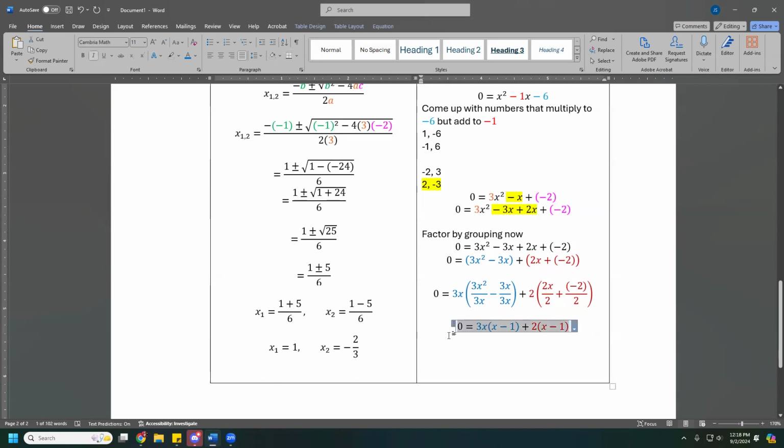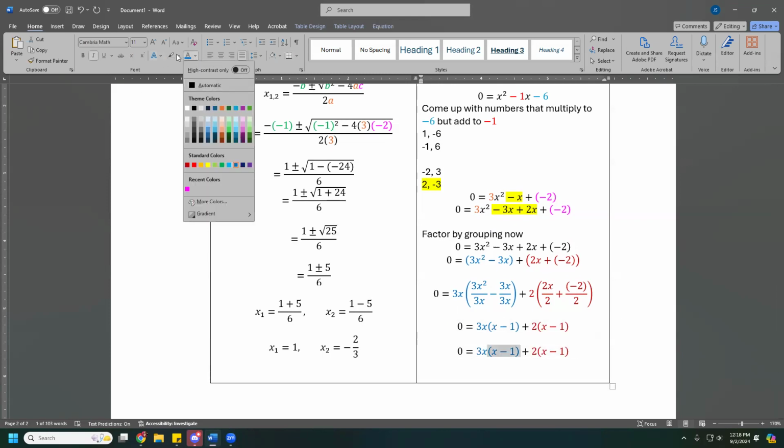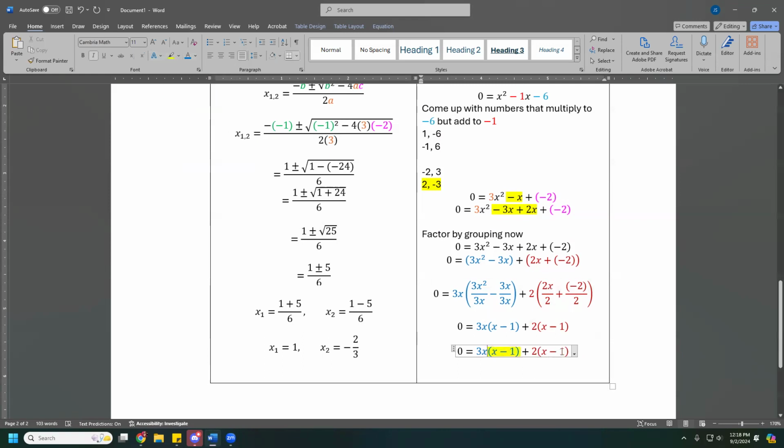Okay, we're almost done. Next up, I know I've done factor by grouping correct if these parentheses right here come out the same, which they did, that means I've done it correctly. Now I notice that this piece and this piece share this x minus 1 in common. So this x minus 1 is going to come out to the front.